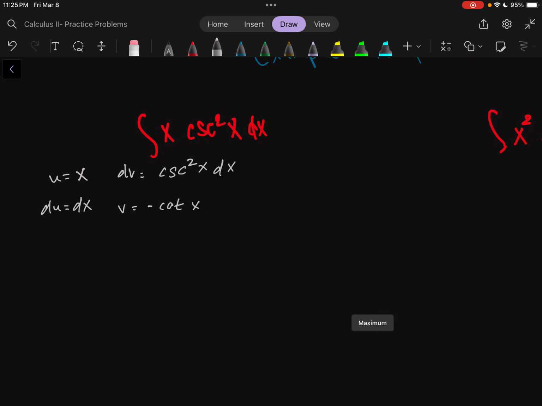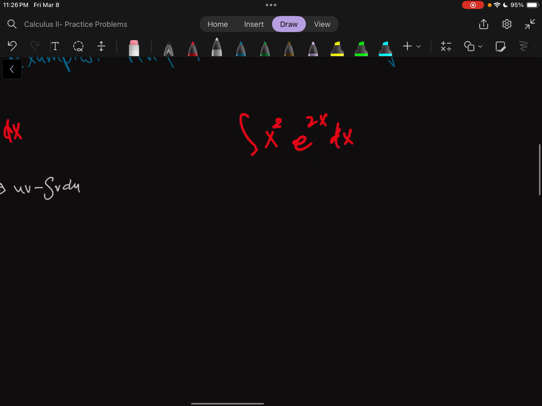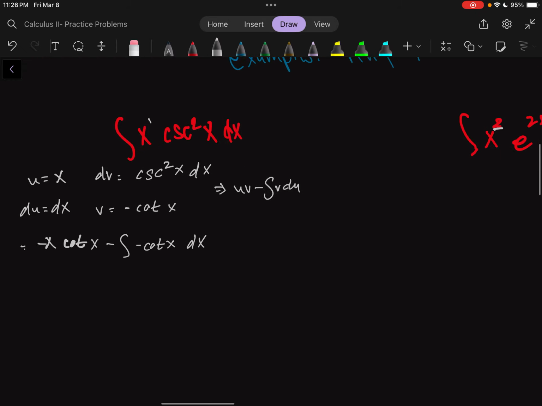So we know this is going to turn into uv minus the integral of v du. So let's see, u is x, v is negative cotangent x, minus the integral of v du. And v was negative cotangent x, du is just dx. So we knocked down the power, this x to the power of 1, we knocked it down by 1 by doing one round of integration by parts. And you'll see on this next one, we're going to have to do 2.